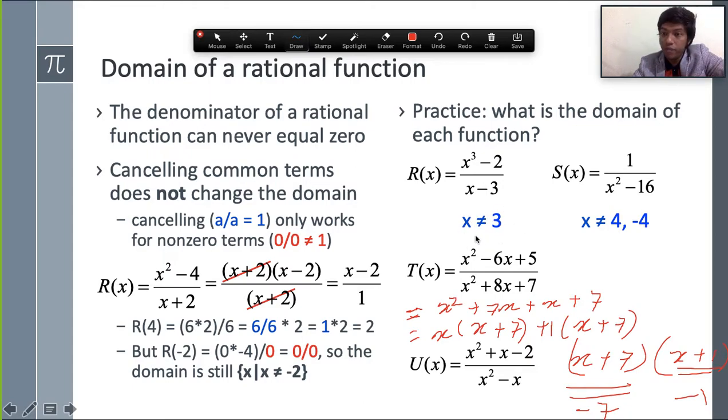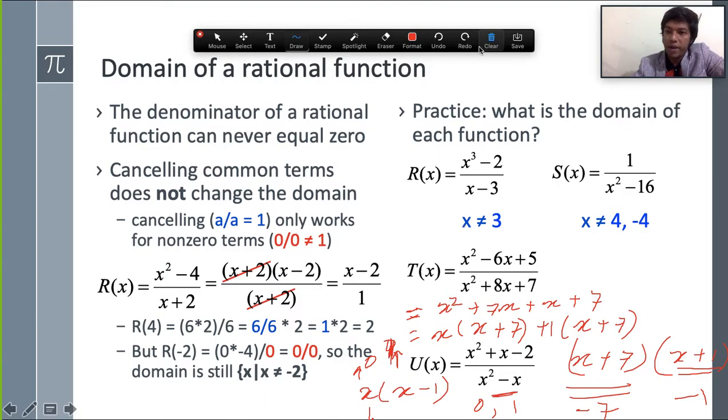What you are finding is what cannot be in the domain. This minus 7 and minus 1 cannot be in the domain. And for this one, x square minus x, you take x common, then it becomes x times x minus 1. That means 0 cannot be in the domain, and plus 1 cannot be in the domain. You can see it here: if you put plus 1, 1 square minus 1 means 0, so we cannot put that here.